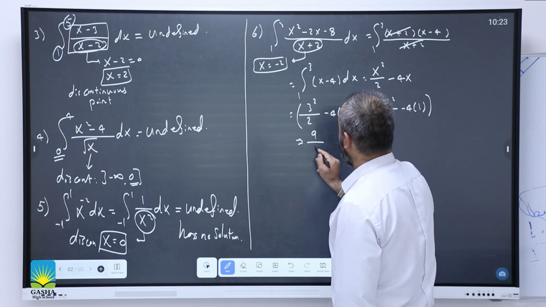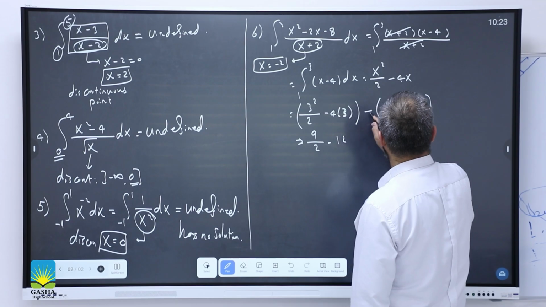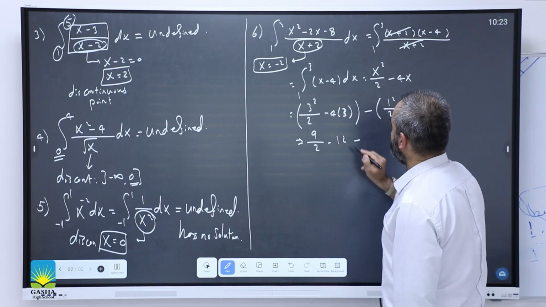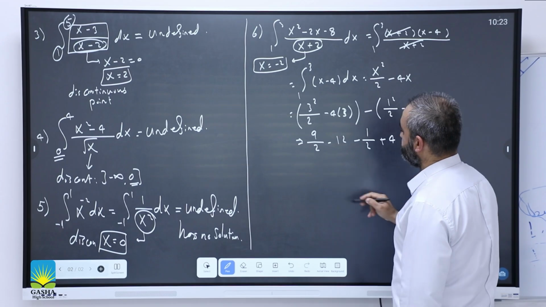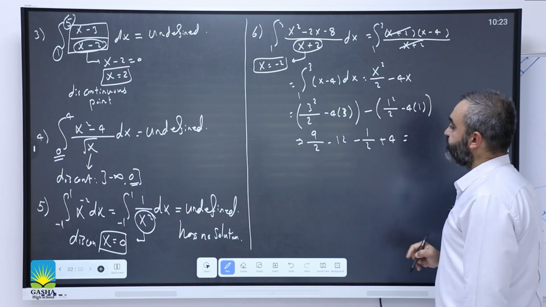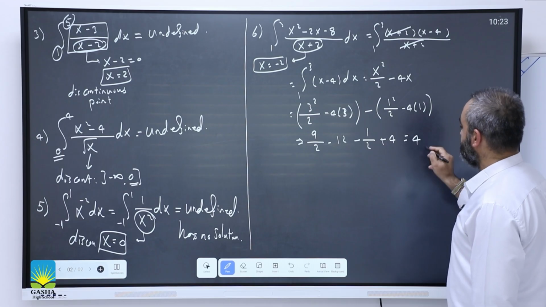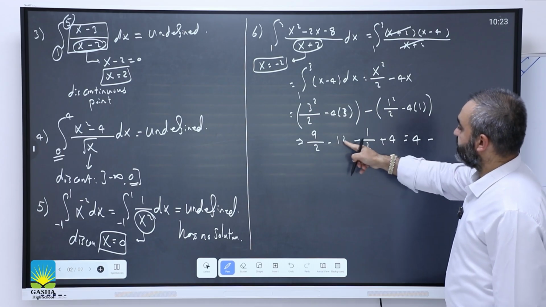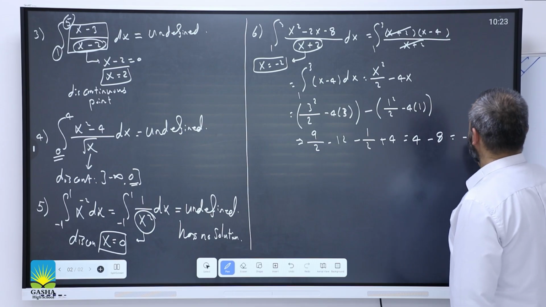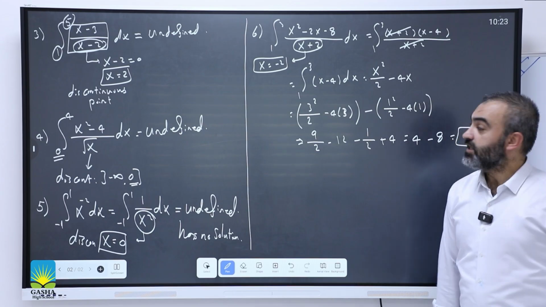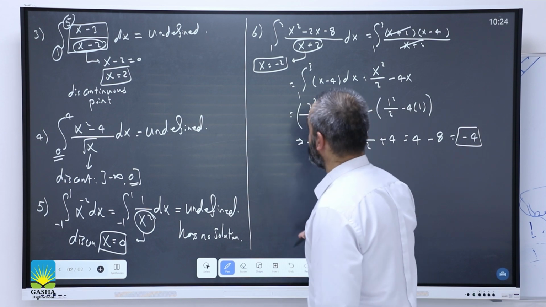What's the result? It's 9 over 2 minus 12, and multiplying the negative into the bracket, it's minus 1 over 2 plus 4. 9 minus 1 is 8, divided by 2 is 4, and 12 minus 4 is 8. So 4 minus 8 is negative 4. This is the result of number 6.